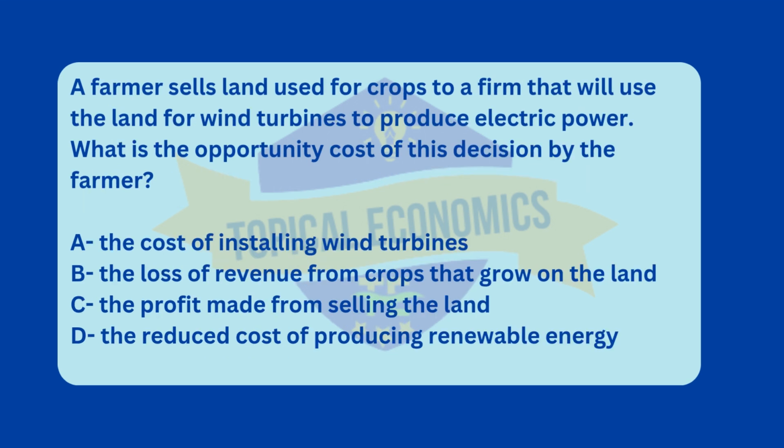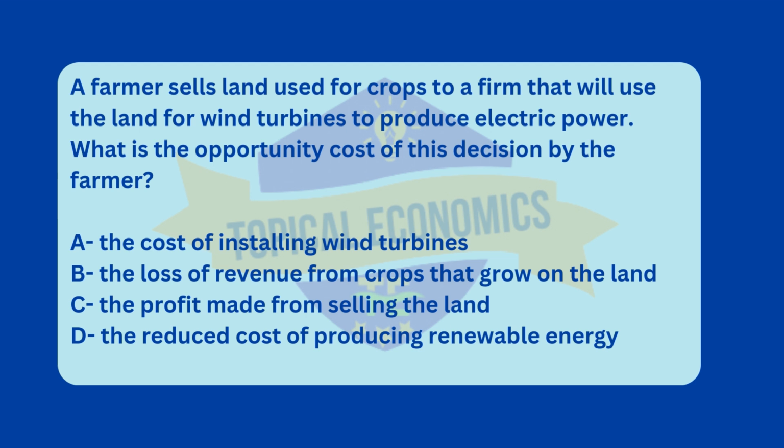Moving to the sixth question. A farmer sells land used for crops to a firm that will use the land for wind turbines to produce electric power. What is the opportunity cost of this decision by the farmer? A. The cost of installing wind turbines. B. The loss of revenue from crops that grow on the land. C. The profit made from selling the land. D. The reduced cost of producing renewable energy.